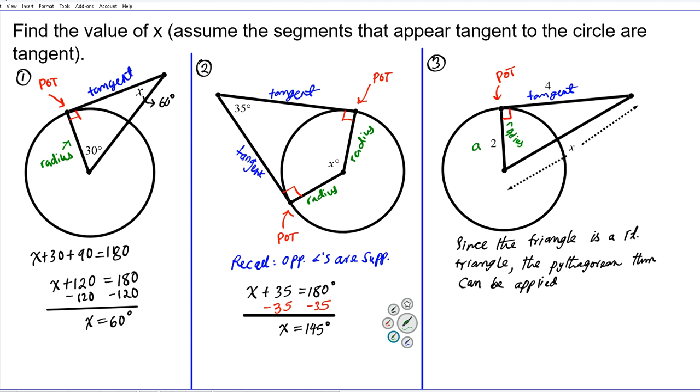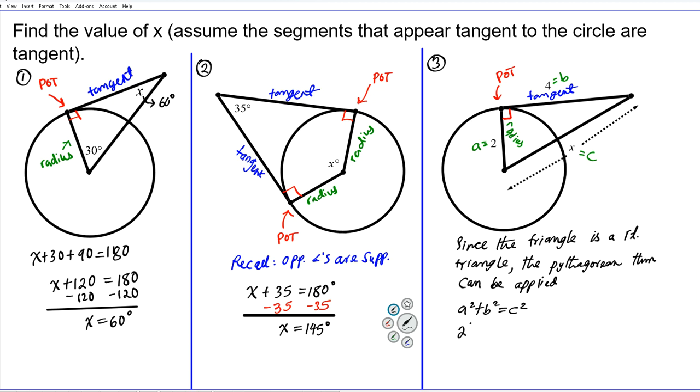So the shorter sides are the legs. So let's say one leg is A, the other leg is B, and the hypotenuse is C. The longest side, or the side opposite the 90 degrees, is your hypotenuse. That's what we're looking for, okay? So A squared plus B squared equals C squared.